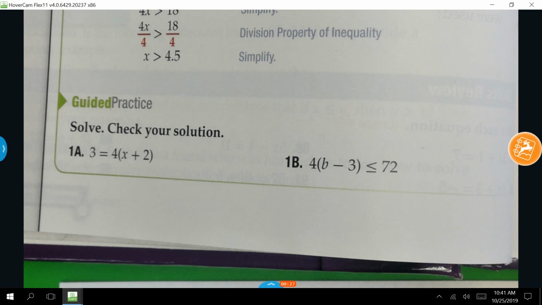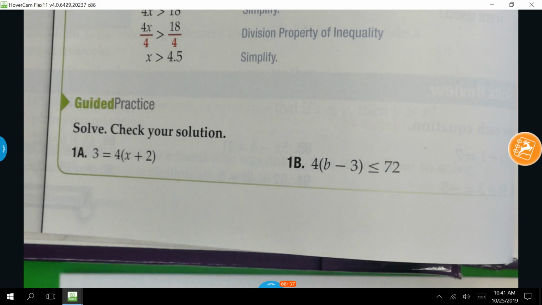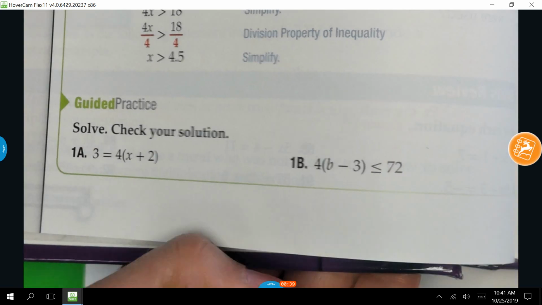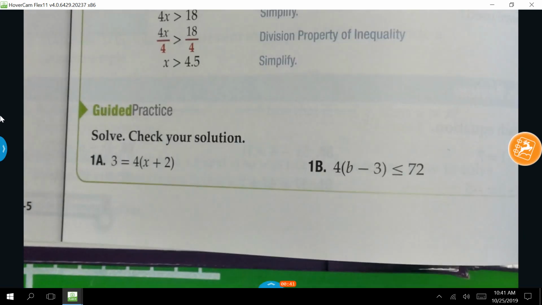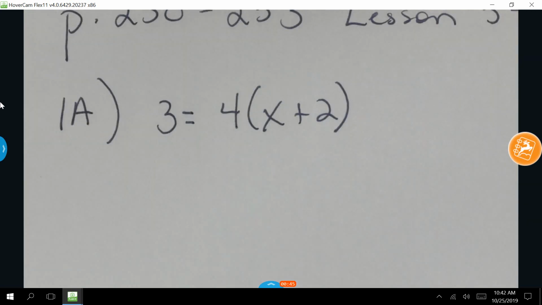So on the bottom of page 250, we're going to do number 1A first. All right, so we'll do this one, write this one down. Do I have that? And hopefully this thing works today. All right, what is the first thing we do in 1A?